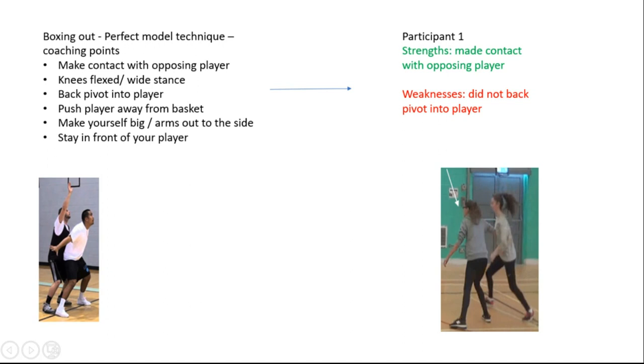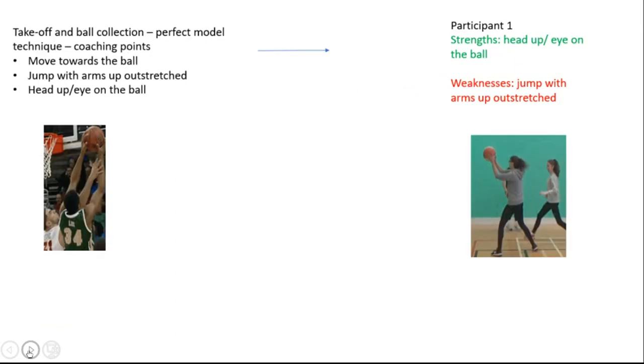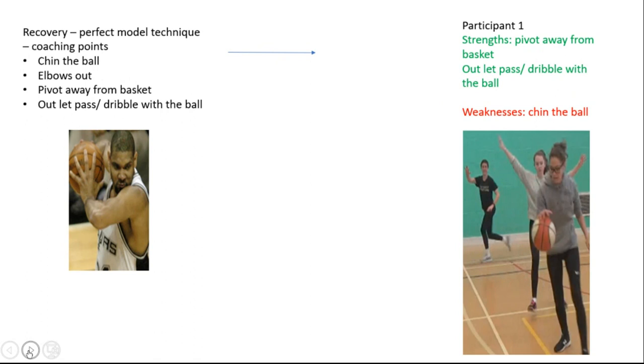In contrast, in order for the participant to get to the ball first, they need to have their arms outstretched when they jump. And as indicated on the slide, this was one of their weaknesses. They didn't have their arms outstretched for the ball. On the recovery stage of the technique, one of their main strengths was pivoting away from the basket and then giving an outlet pass. In a game situation, if the participant did this, they would secure safe possession for their team, which could result in them scoring goals.